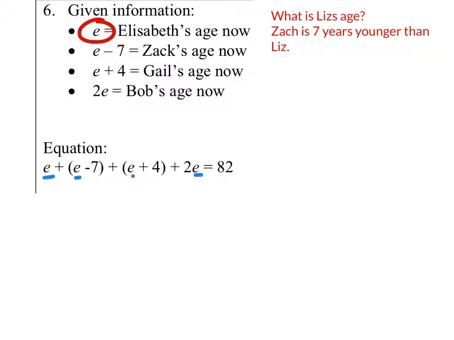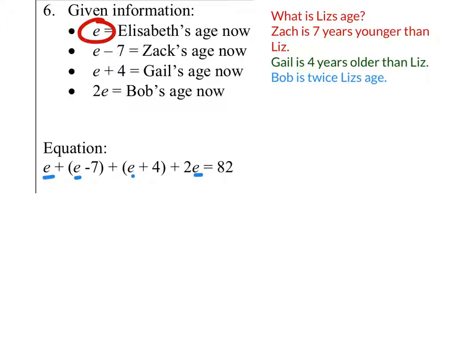And then we got Gail, who is E plus 4. Gail is 4 years older than Liz. Yes. And then we got old Pap. Let's get one for Pap. Pap is twice Liz's age. Bam.